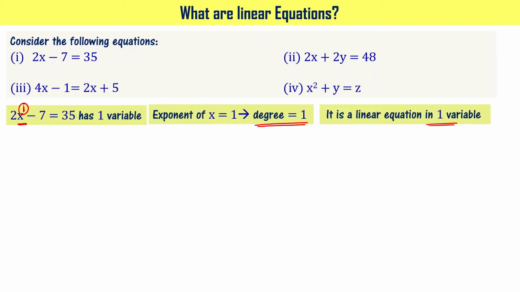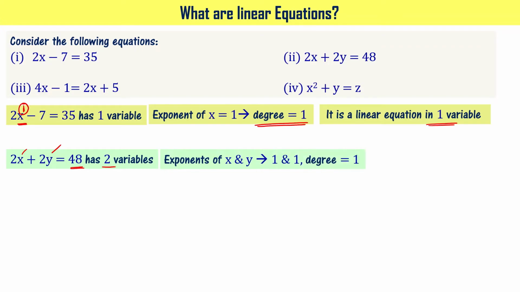Now let's look at the second equation. 2x plus 2y equal to 48. It has two variables, x and y, right? And if you look at their powers, they are also 1 and 1 respectively, right? That's why we say that it is a linear equation in two variables. Please note this. Variables are x and y. Since the degree of the equation is 1, we say that it is a linear equation.